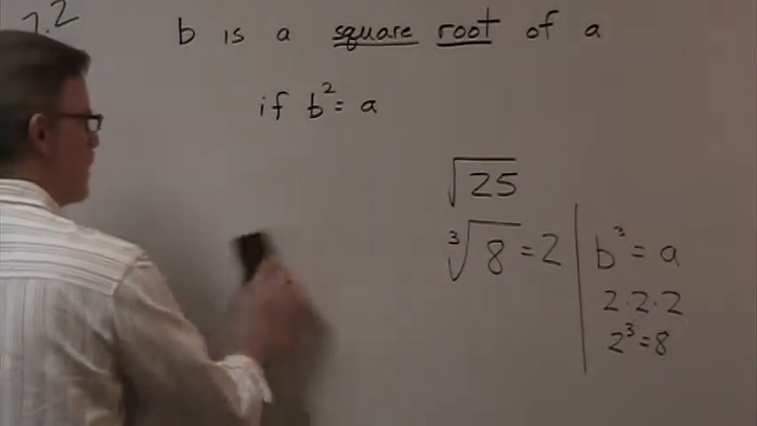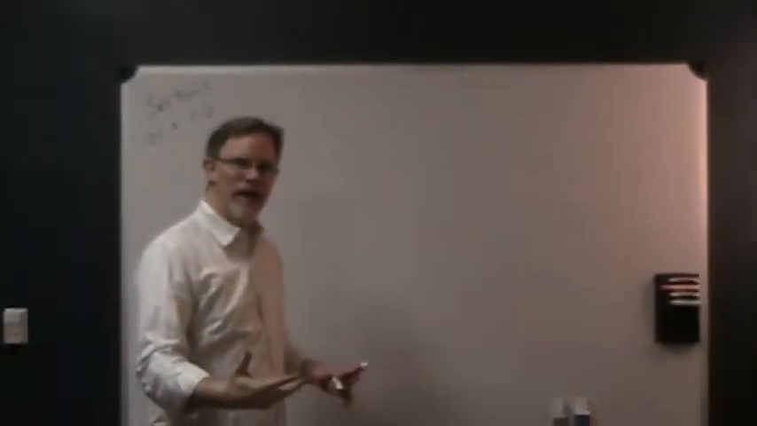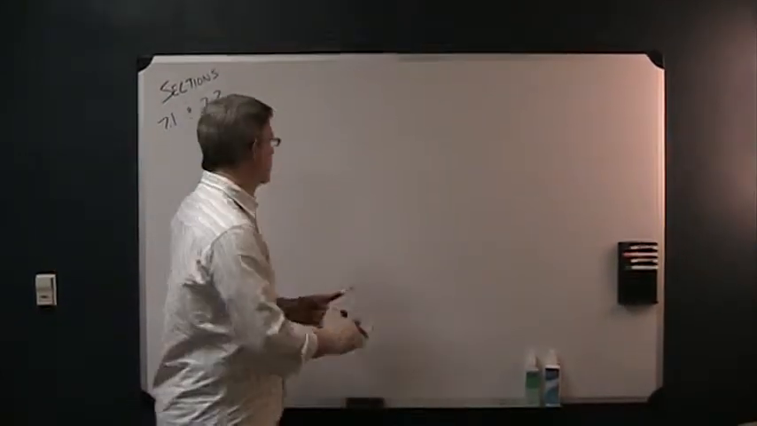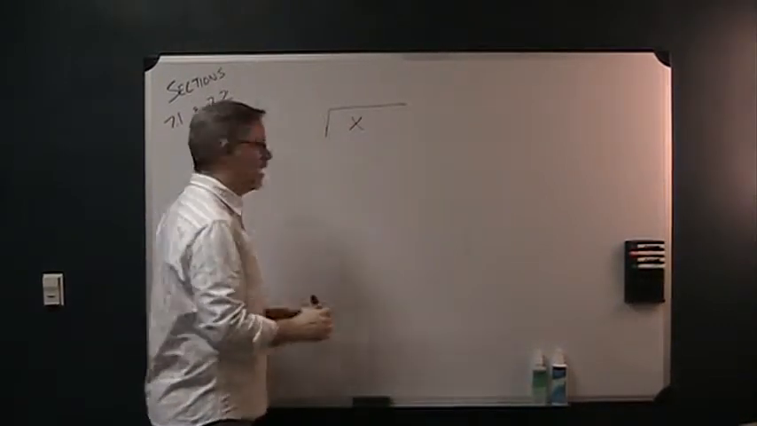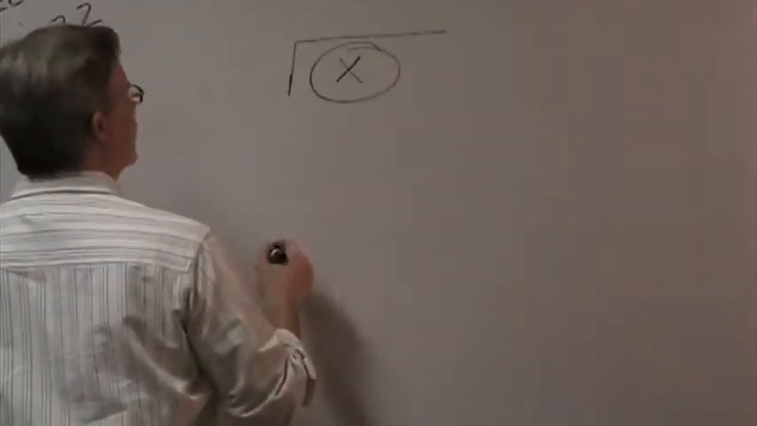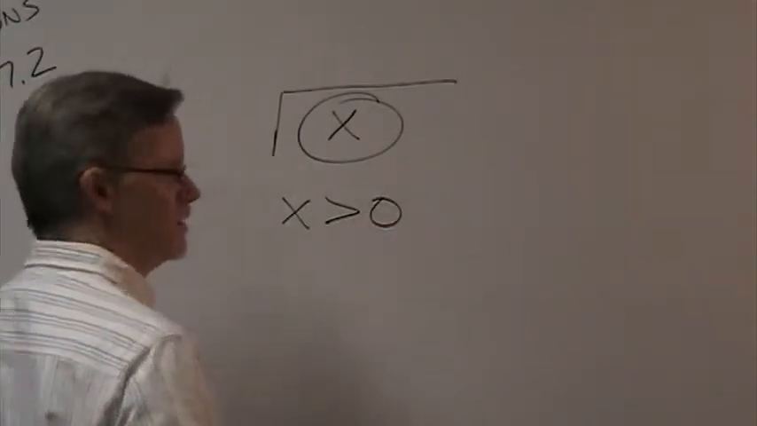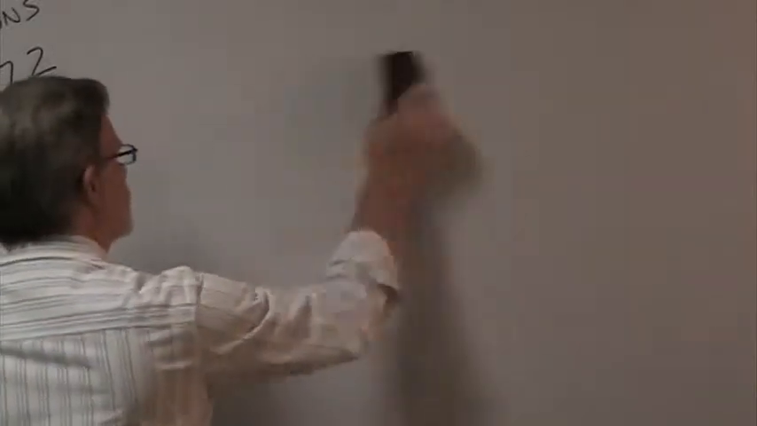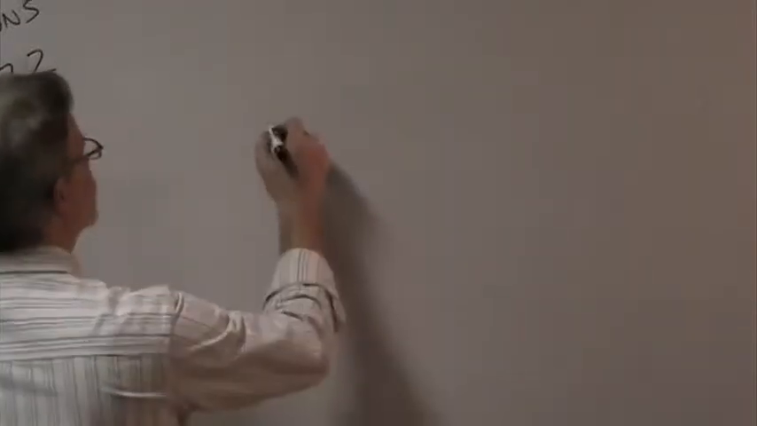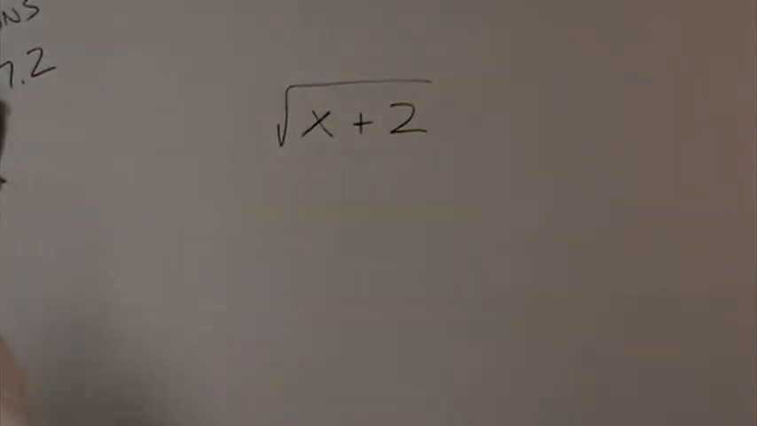And so, let's look at the idea, because a few of your problems might ask you, what is the domain of a certain radical? Well, whatever is under the radical has to be greater than or equal to 0. For instance, if you're looking at, what's the domain of the square root of x plus 2?